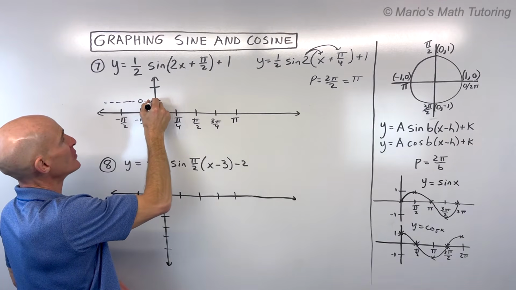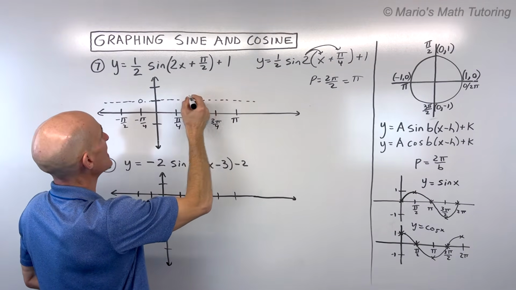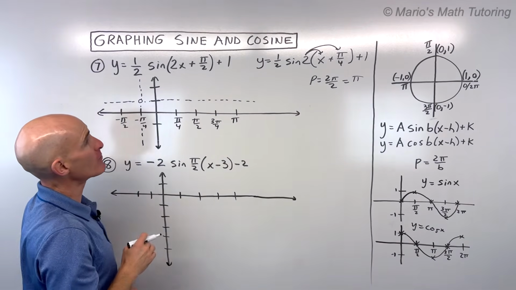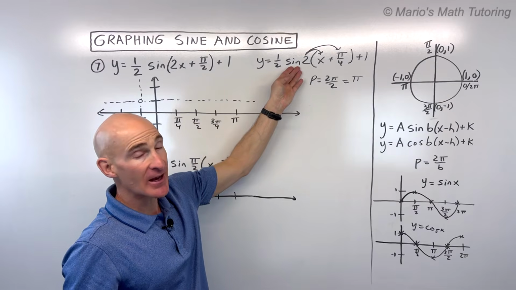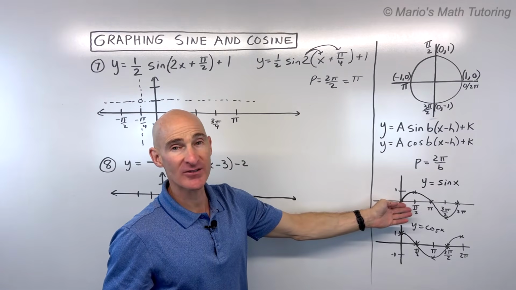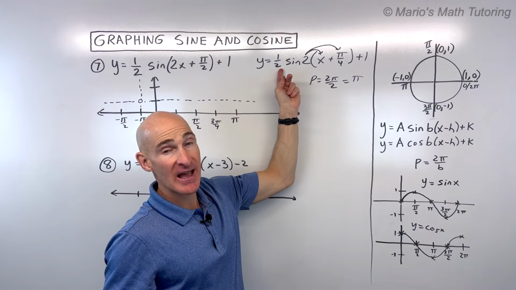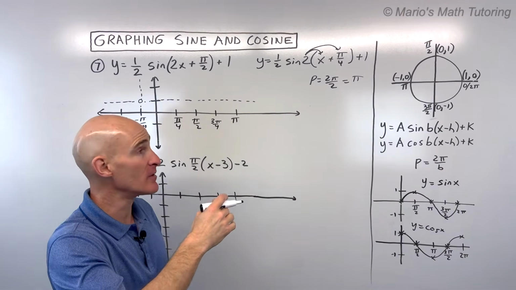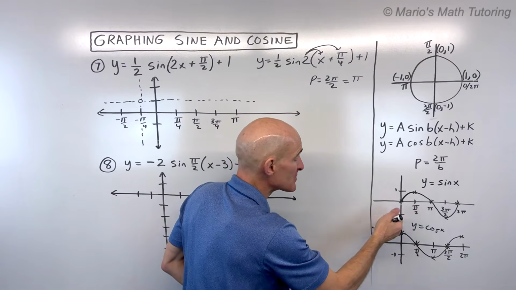I'm going to draw a new midline, like a new x-axis and a new y-axis. I'm going to think of this as my starting point. And I'm going to graph the sine graph, which we've already memorized, but it has a vertical shrink, or an amplitude, of 1/2. The waves are only going to be going up 1/2 from this midline.